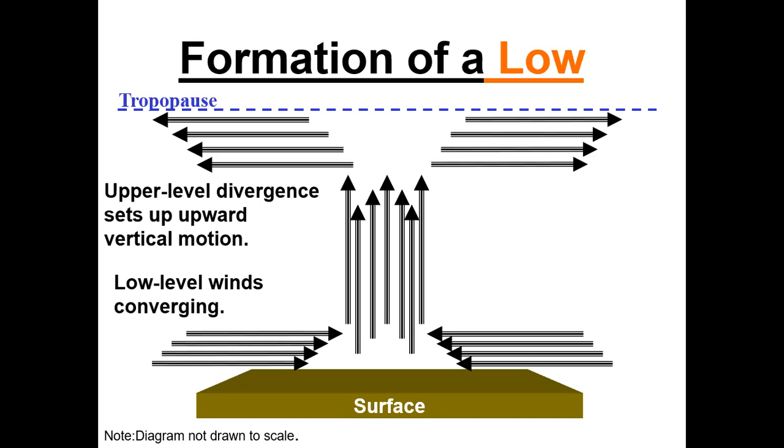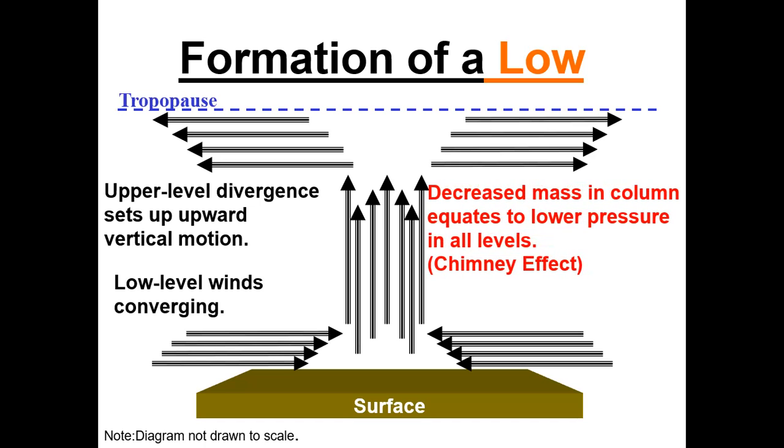So if you have the removal of mass aloft in the upper portion of the column, that's going to result in the air converging, especially if you have faster diverging air over the top, just beneath the tropopause there. If the air is spreading out quicker in the upper atmosphere, you're losing a lot more mass. That decreased mass in that air column equates to lower pressure at all levels. It's known as the chimney effect. The faster the air is evacuated at the top of the air column, the faster the air converges at the surface, the faster the air accelerates in the vertical.